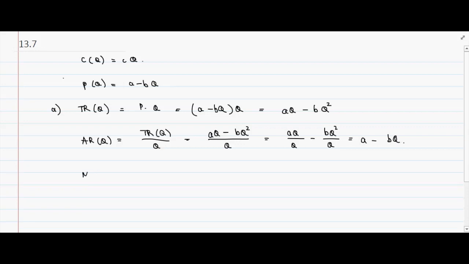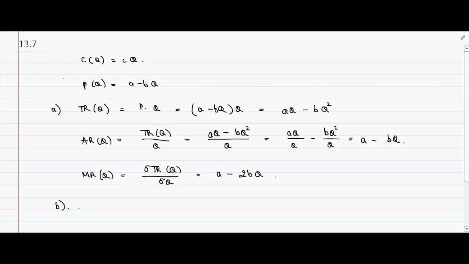And my marginal revenue function is just going to be the differential of the total revenue function with respect to quantity. So if I differentiate the total revenue function over here with respect to Q, I get A minus 2BQ, and that is marginal revenue.